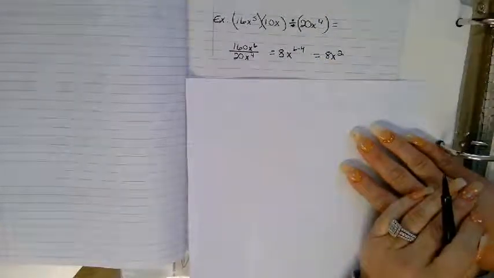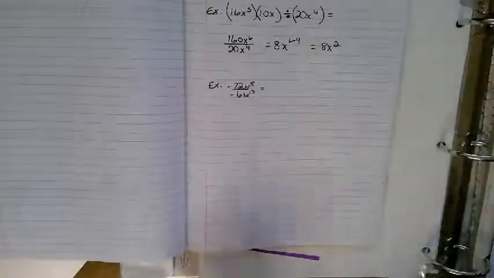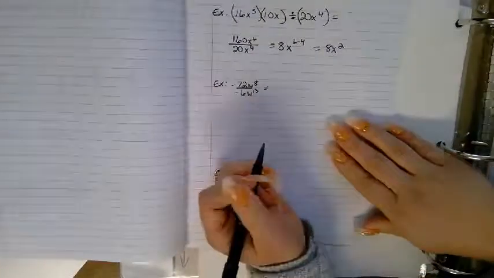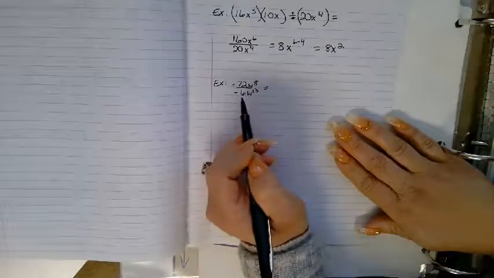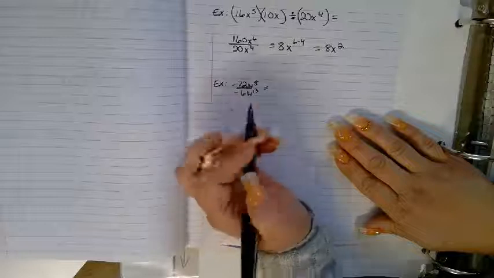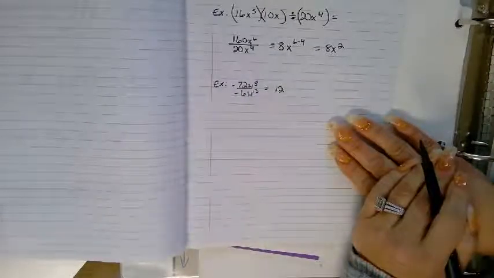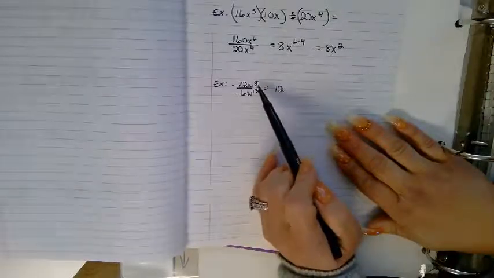This one had negatives. I know sometimes negatives can be freaky too. Alright, so let's look at this. Let's first do the numbers. So negative 72 divided by negative 6, and we get 12. Okay? So we're done with that part. That gives us 12. But you can see our denominator is bigger than our numerator, so that's going to be a negative exponent.